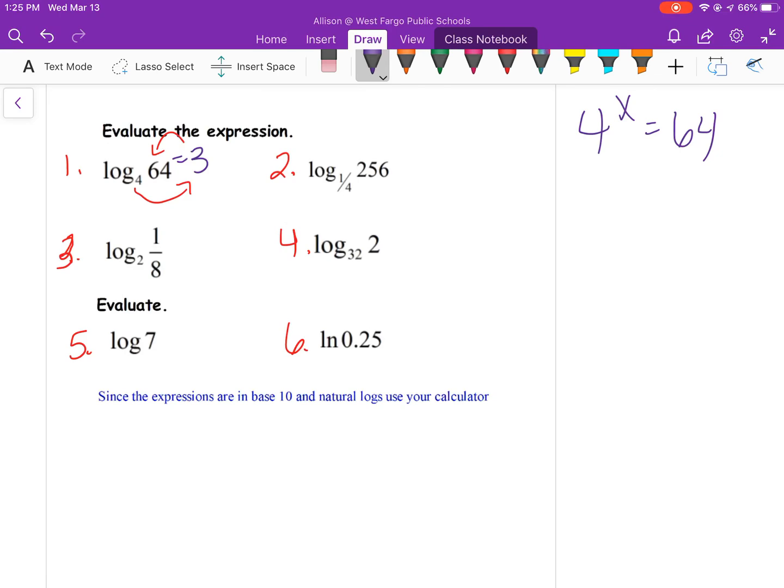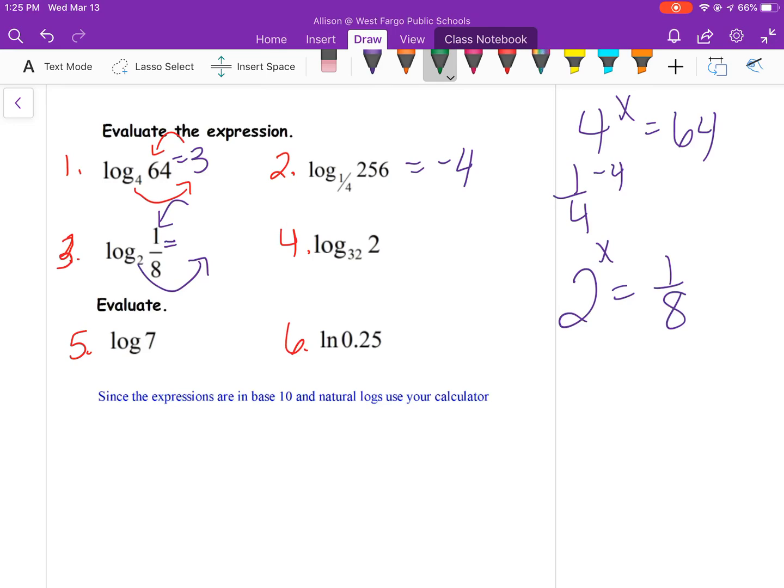And number 2, we already did that one. 1/4 to the negative 4 would be 256, so negative 4. And number 3, 2 to what power would equal 1/8? Since I'm starting with a whole number and turning it into a fraction, that means it has to be negative, because 2 to the negative power will be 1 over 2 to the x. So 2 to the third is 1/8. So that means that this is negative 3. 2 to the negative 3 equals 1 over 8.